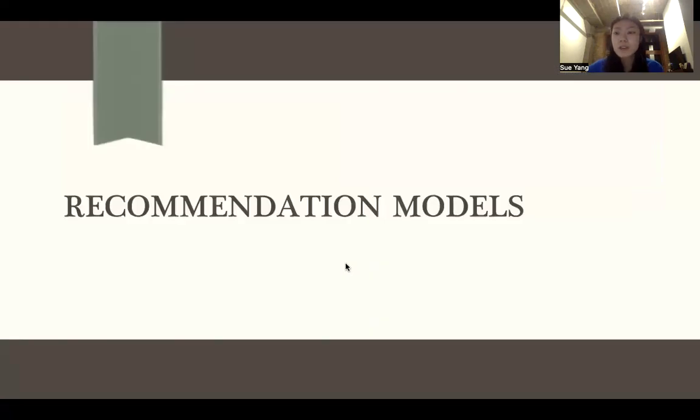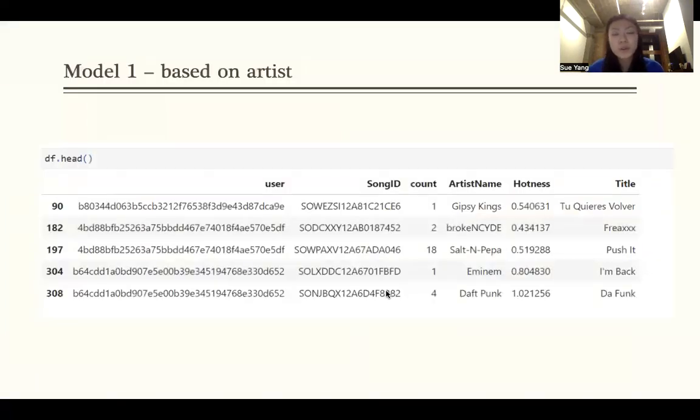So the rest of the presentation will focus on the recommendation models. We have built 3 models. The first one is based on artists. We created this simple data set that merged the 2 data sets together. We have the user, song ID, count, artist name, hotness, and title.